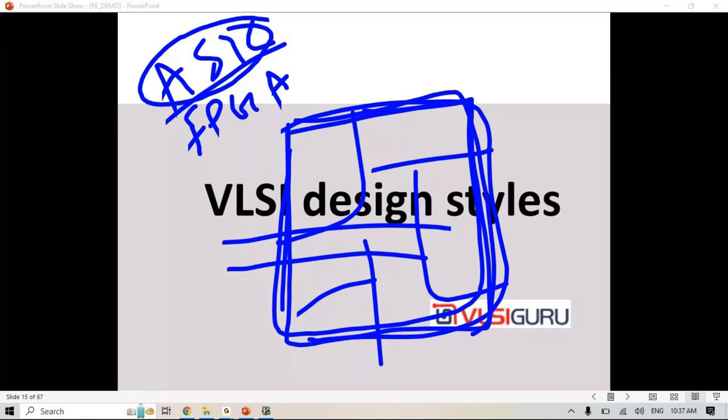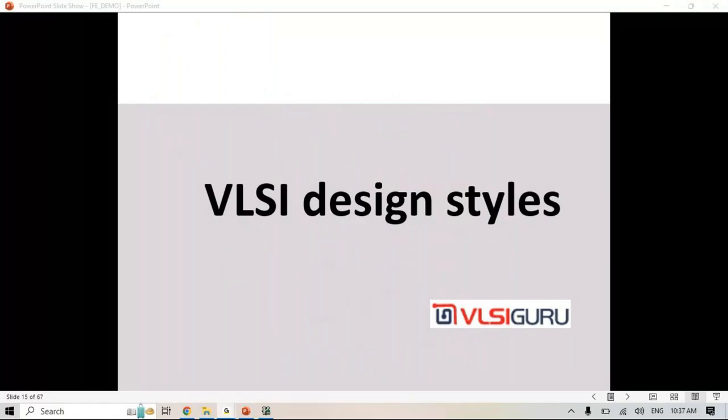Okay, so let's understand. Okay, that house example is only for analogy. Okay, don't literally take prefabricated structure anything. There are some similarities. Okay, let's now go into this VLSI design styles.